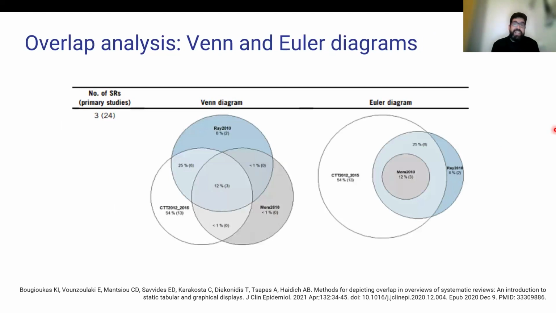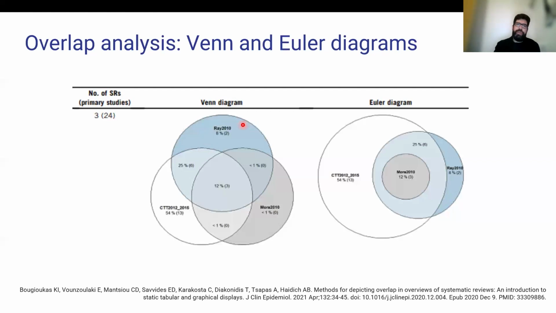So one easy way to describe overlap is through Venn and Euler diagrams. It's quite easy to assess. For example, if we see this Venn diagram, we see that the study by Ray and the study by Moras share no studies, but Ray compared with CTT 2012 shared 25% of the studies. So it's quite easy to read this.